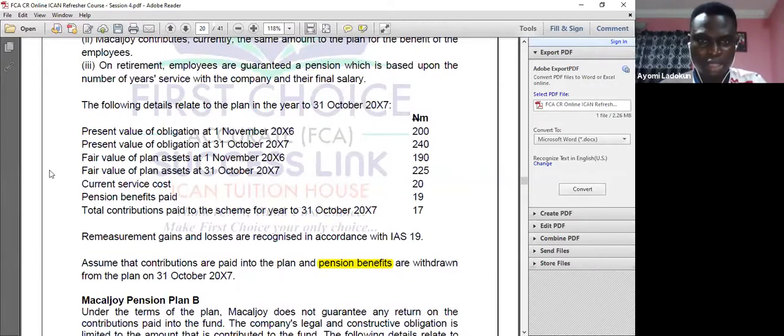Now look at it here. The present value of my obligation at the beginning of the year is 200. And the fair value of the assets at the beginning is 190. So I have a difference of 10. That means my obligation is higher than my plan assets. So the contribution I'm paying there will not be jacketed. But if it's vice versa, then you are going to put it in jacket.